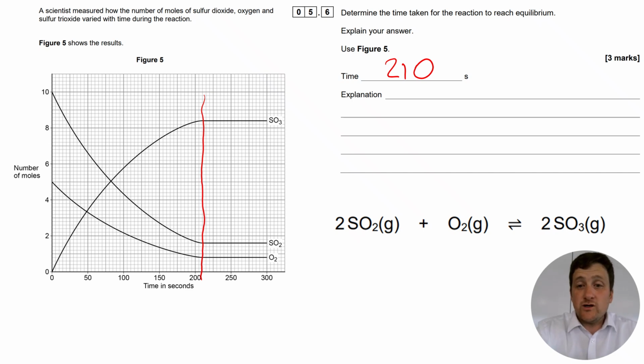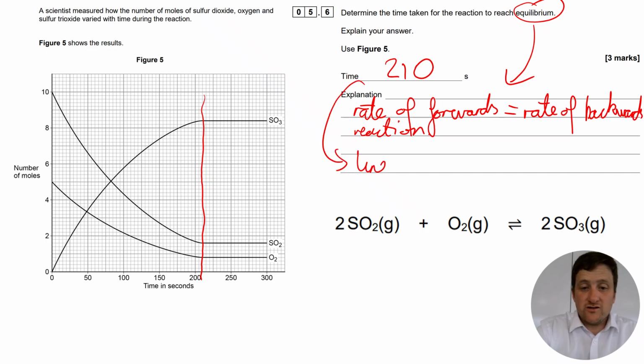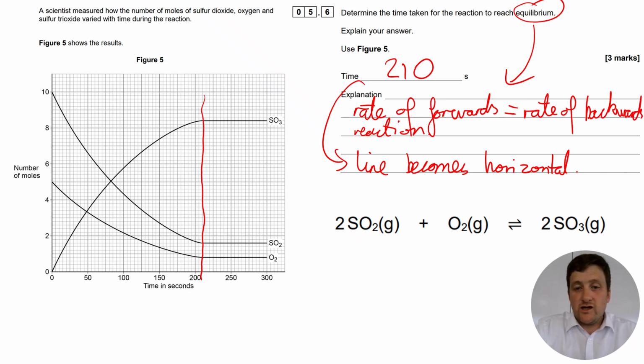And what does equilibrium mean, essentially? That's what they're asking us. It's the rate of the forwards reaction equals the rate of the backwards reaction. Simple as that. Okay, now I've missed a bit because we know it's 210. How did we know it was 210? Because the line becomes horizontal, which is what I said, I just didn't write it down. So we know it's that because the line becomes horizontal. What does the horizontal line mean? The rate of the forwards reaction equals the rate of the backwards reaction.